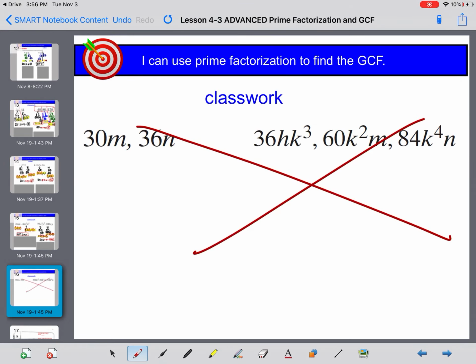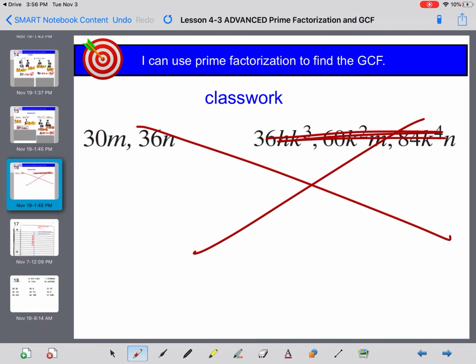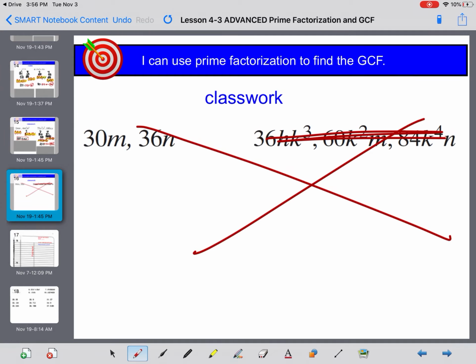All right, I think we've got it. And so we're going to cross this problem out. I won't give you anything that awful. And then let's give the homework a try.